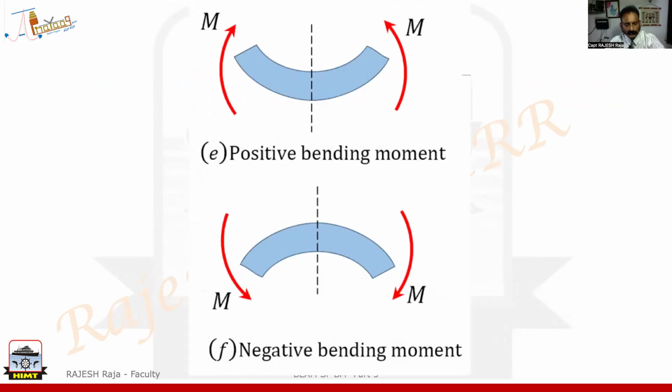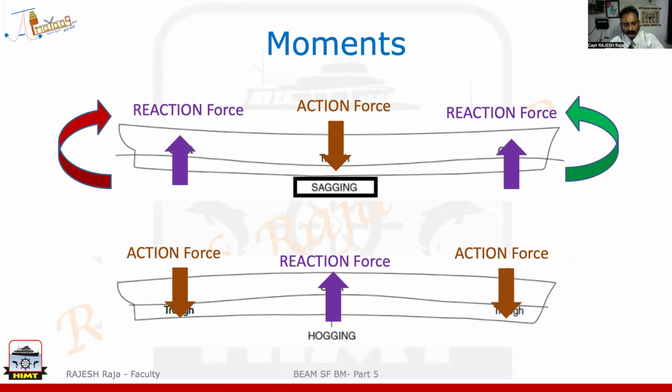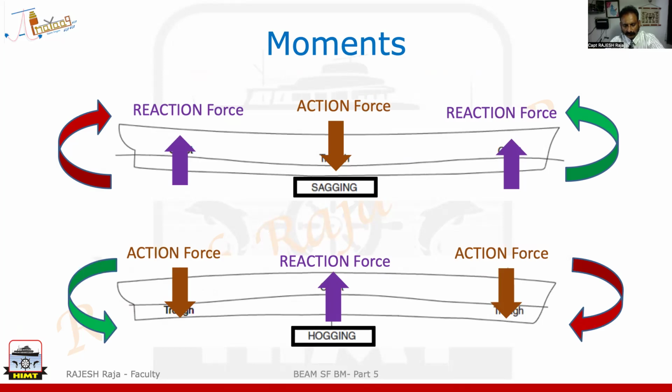This is the same picture. I'm going to show you in one more picture where, let us say, dynamic loads of your waves are acting on your vessel. So it's exactly the same thing. This is what is called sagging, and this is what is called hogging.